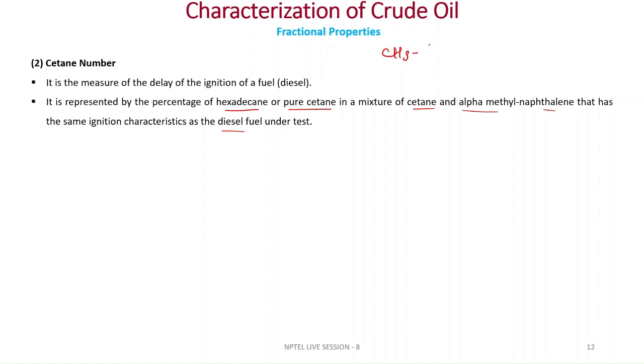So cetane has CH3, CH2 14 times, and CH3. This is cetane. It has a cetane number of 100. Whereas alpha methyl naphthalene has a very aromatic and cyclic structure. So for that, the cetane number will be 0.